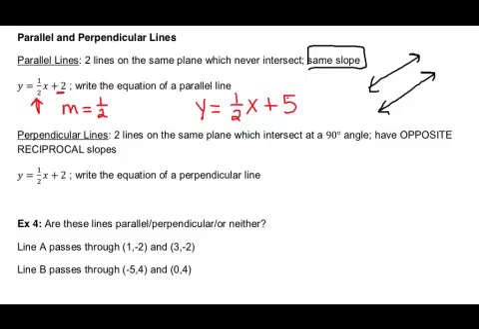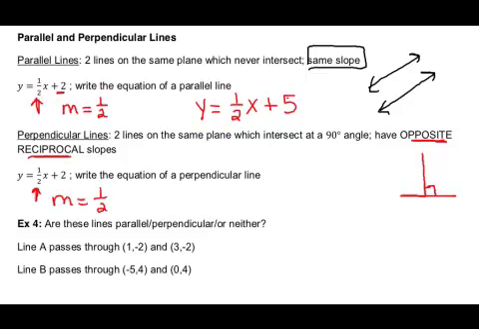The second special type of line is perpendicular lines, and these are two lines on the same plane which intersect at a 90-degree angle. And perpendicular lines have opposite reciprocal slopes. So for example, if we have y equals 1/2 x plus 2 again, we know that this is slope-intercept form, and we know that the slope of this equation is 1/2.